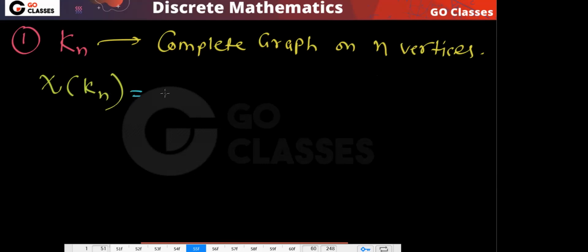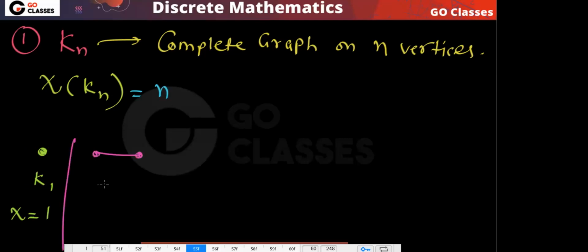The chromatic number of Kn will be, tell me one thing, can you reuse a color in this Kn? You cannot reuse a color. Okay, so that is the reason the chromatic number will be n, because you cannot reuse. For example, if I give you this graph, this is your K1, and the chromatic number for this graph is 1, because you can give red color here.